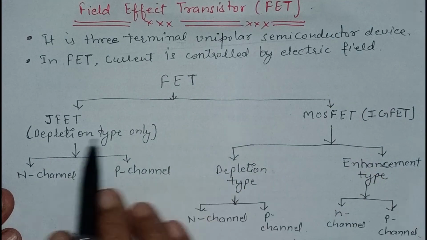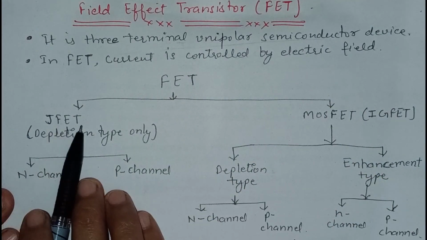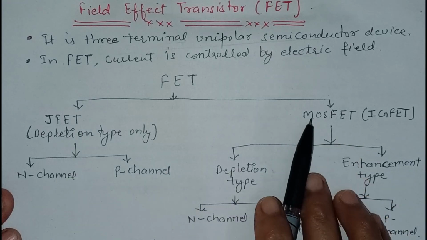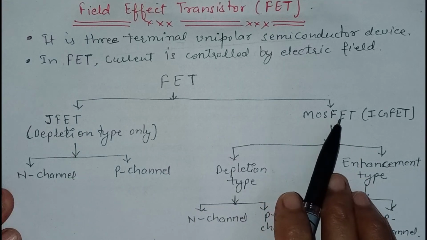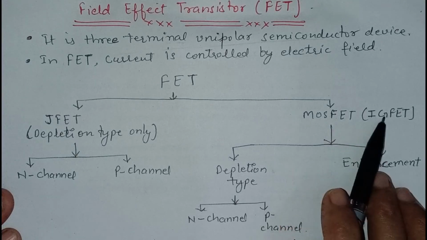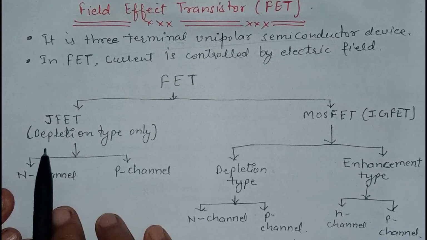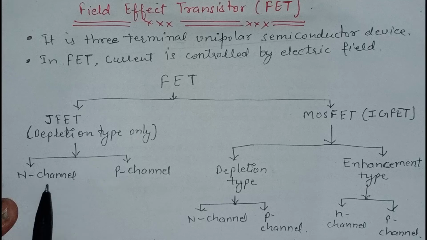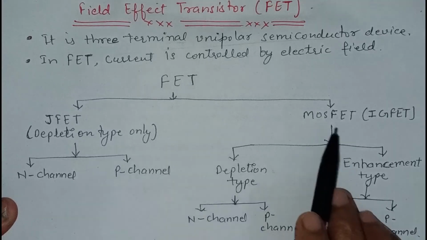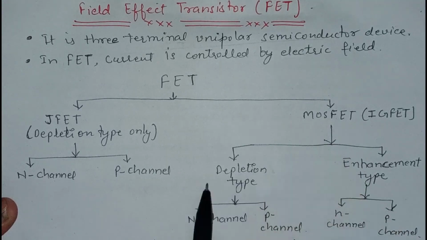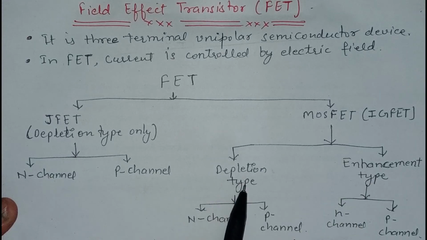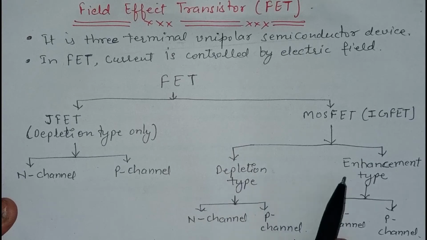FETs are of two types: JFET, junction field effect transistor, and MOSFET, metal oxide semiconductor field effect transistor. It is also called insulated gate field effect transistor or IGFET. JFET is only depletion type and it may be N channel or P channel. Further, MOSFETs are also of two types, depletion type and enhancement type, and either of them can be of N channel or P channel.